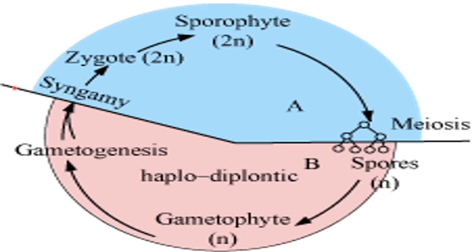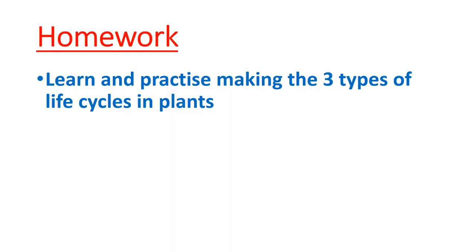And how is it different from the other life cycles? Here you can see this difference, this line is in between. So both the phases have an equal portion here, because both the phases can be dominant here, and both the phases show equal duration. In bryophytes, the gametophyte is for the longer duration, and in pteridophytes, the sporophyte is for the longer duration.